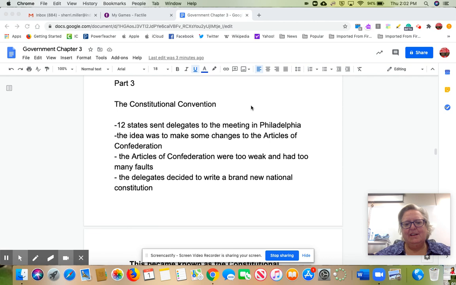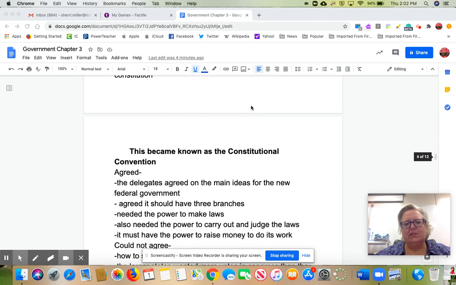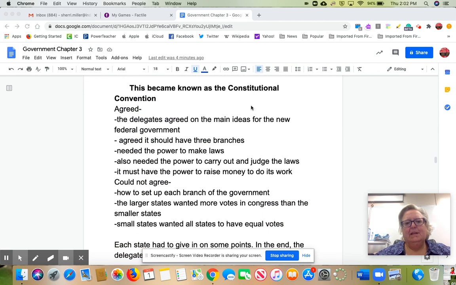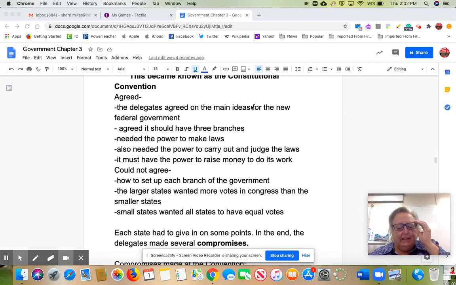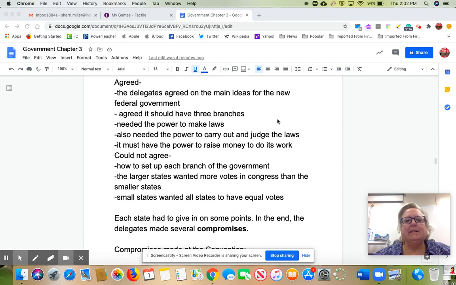The delegates decided to write a brand new constitution. This became known as the Constitutional Convention. So hence, we're writing the Constitution. Okay? This is what they agreed on. The delegates agreed on the main ideas for the new federal government. And remember, federal is the whole group. State is each state, but federal is all of them together. Our state government's in Iowa, the federal government's in Washington, D.C.